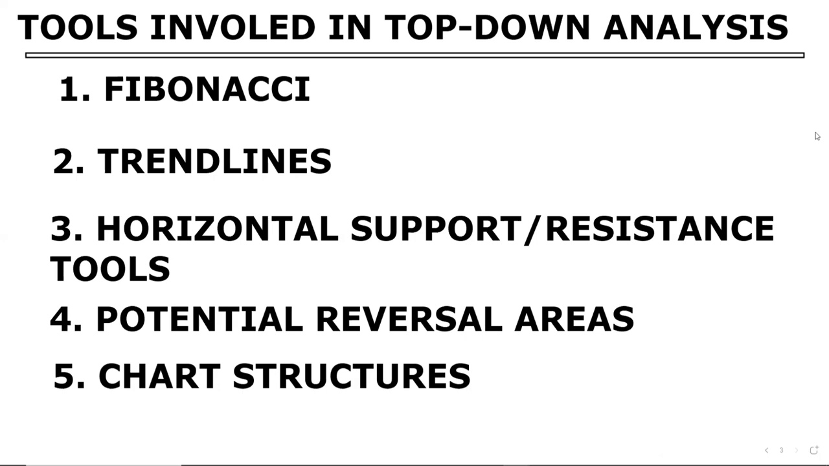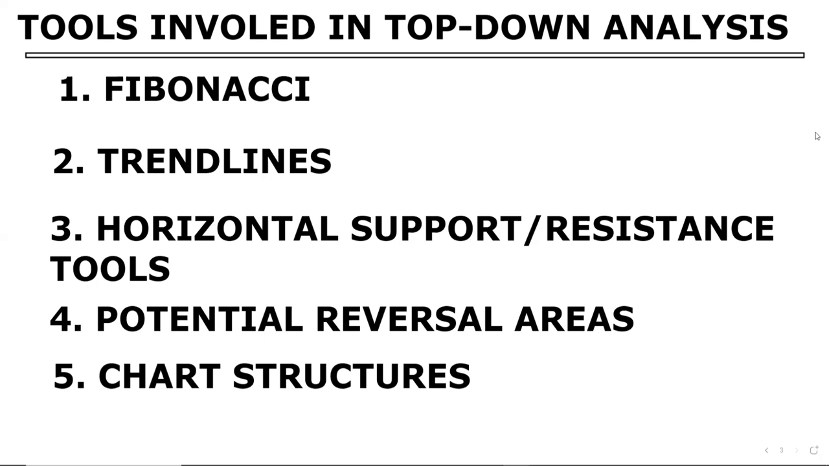Okay, so the tools involved in top-down analysis. One, we have the Fibonacci. The Fibonacci is a retracement and an extension tool. It allows us to know where a retracement might be ending and where an extension might be ending. So the 61.8 fib level ends a retracement, and the 100.0 fib level ends an opportunity in the direction of trend, also known as an extension.